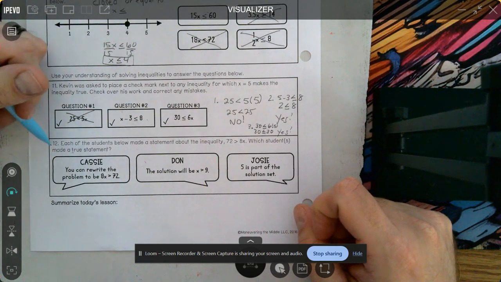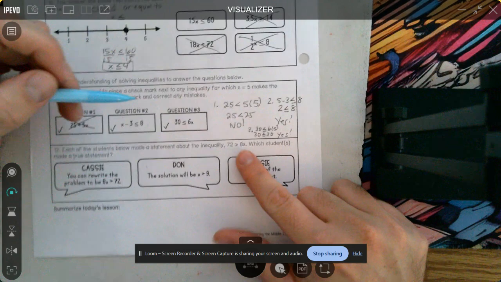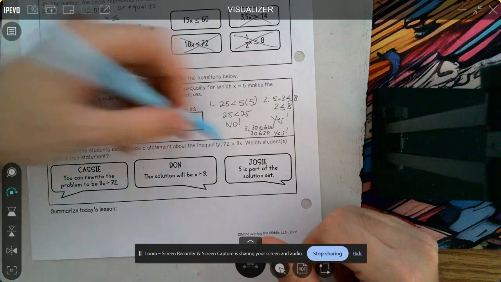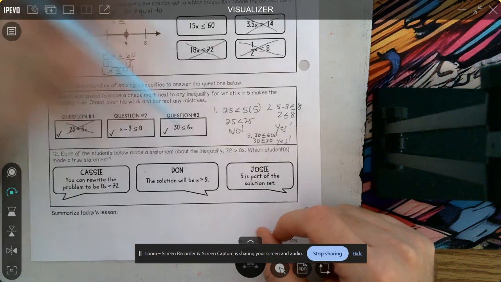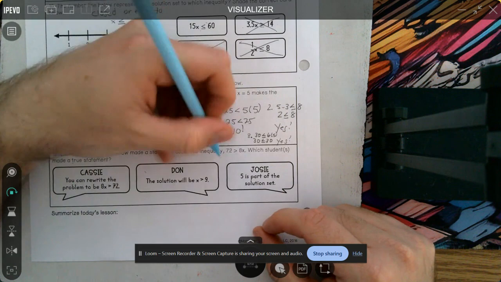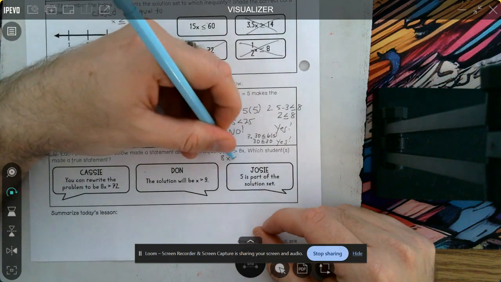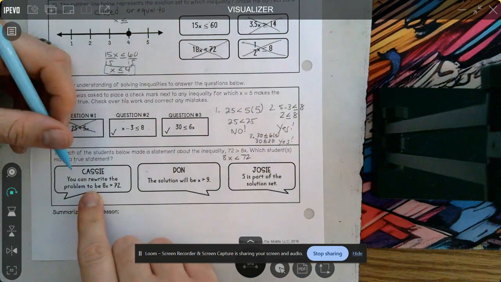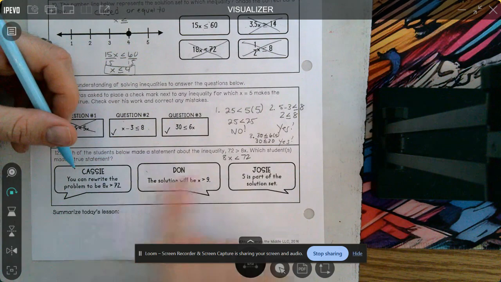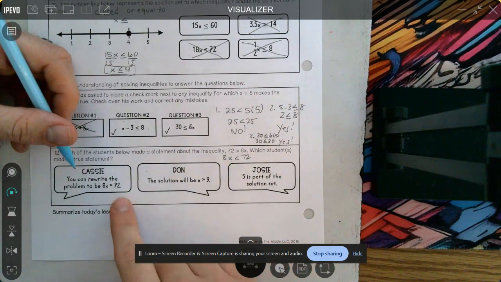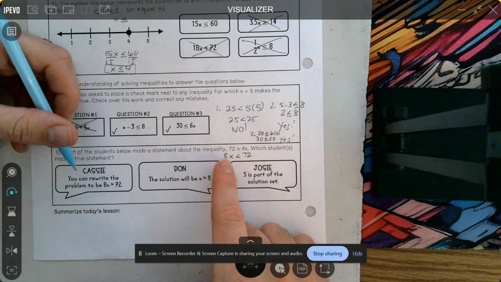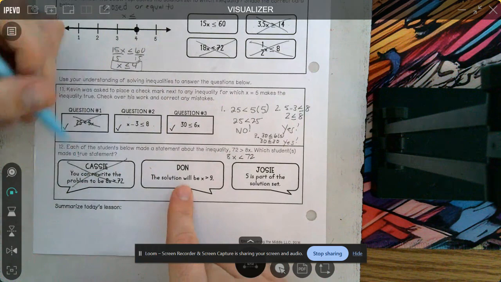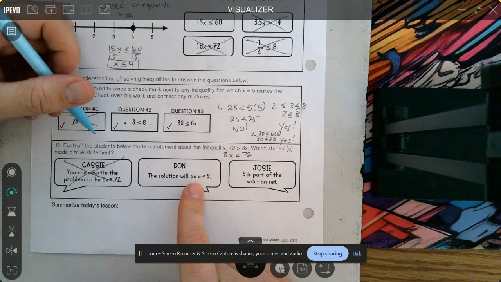Okay, number 12. Each of the students below made a statement about the inequality 72 is greater than 8x. Which students made a true statement? So let's first rearrange 72 is greater than 8x. We can move 8x to the other side, and it should still be eating the 72. So that's how we can rewrite this. Let's start. Cassie says that you can rewrite the problem to be 8x is greater than 72. That is not right, because when we rewrite it, it's 8x is less than 72. So Cassie is wrong.